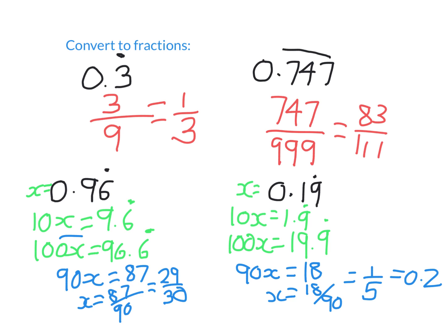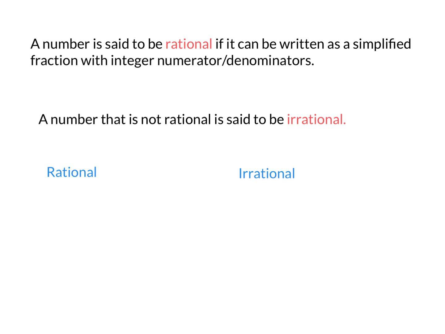All right, let's now have a look at some rational and irrational numbers. A number is said to be rational if it can be written as a simplified fraction with integer numerators and denominators. So any fraction with integers is rational. 1 over 121, that would be rational. It's a fraction with integer numerator and denominator. Because a number like 4 can be written as 4 over 1, any whole number is rational.